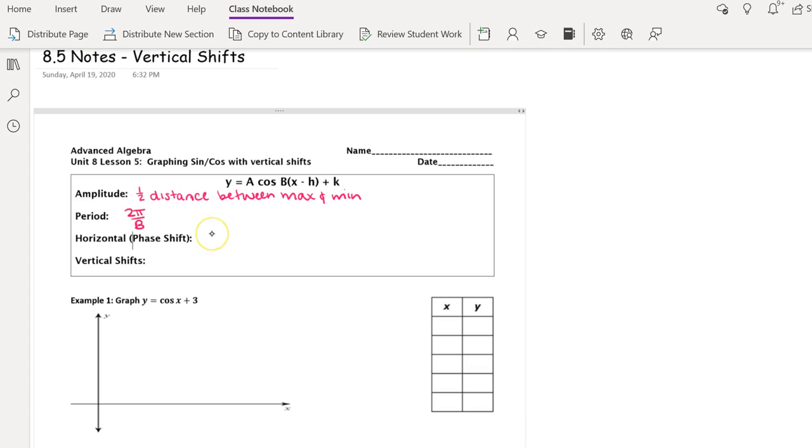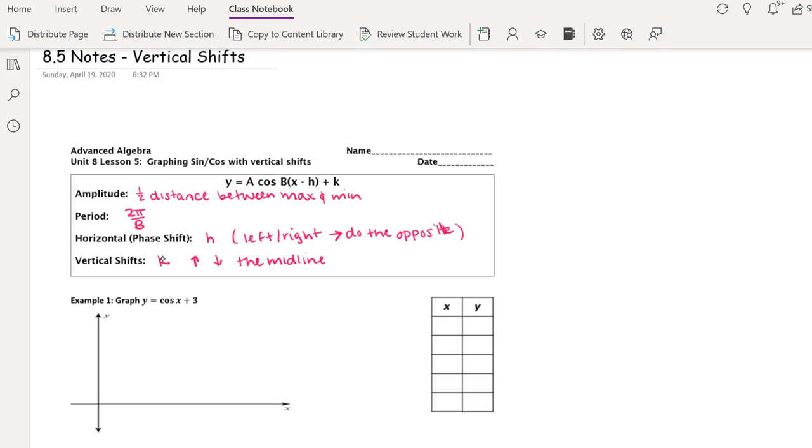My horizontal, or my phase shift, that's my h, and that's my left or right. And remember, we do the opposite. So similar to our transformations from quadratics and cubics and polynomials. The vertical shift is my k value, and we are shifting up or down the midline. Okay, so the vertical shifts are going to occur outside of the parentheses.